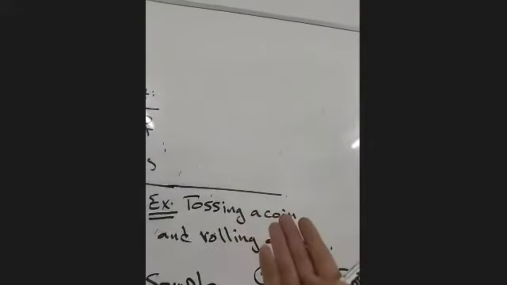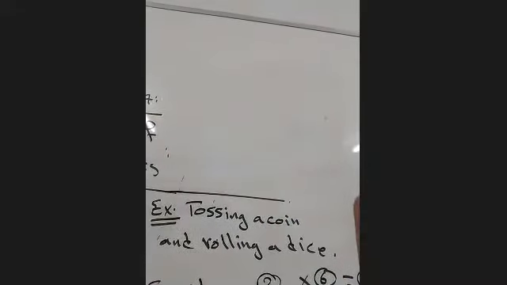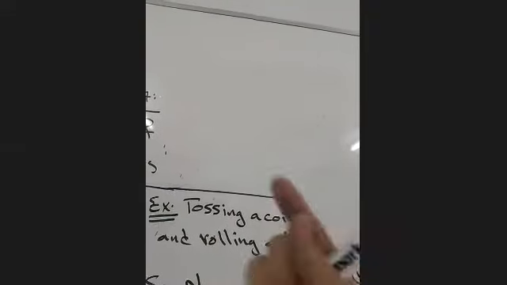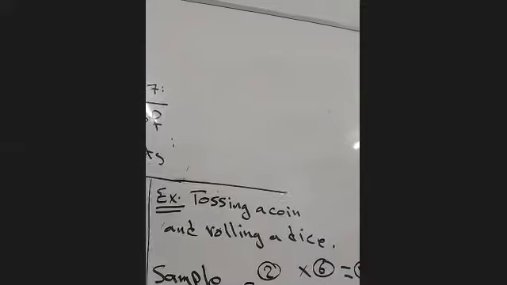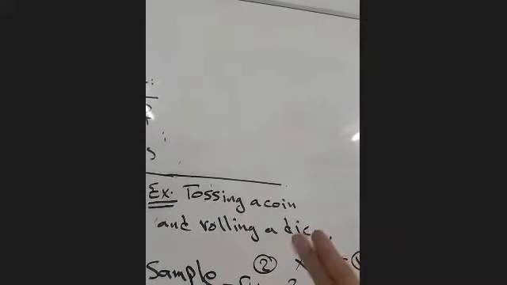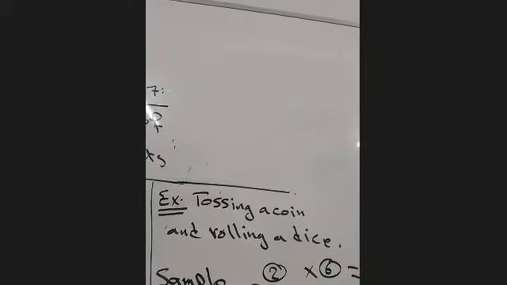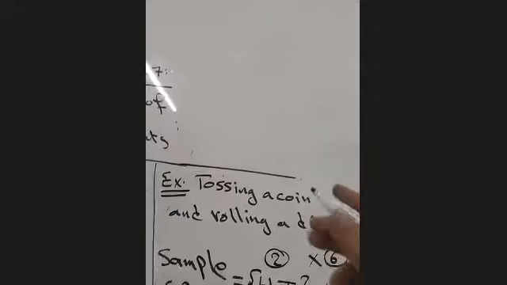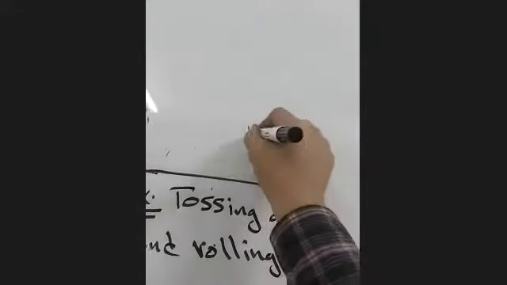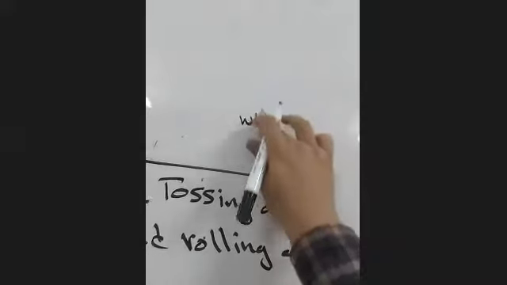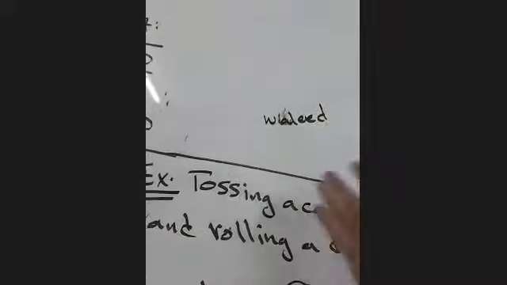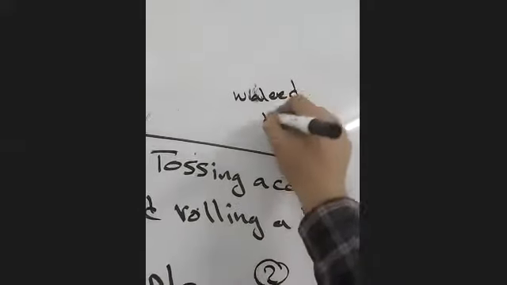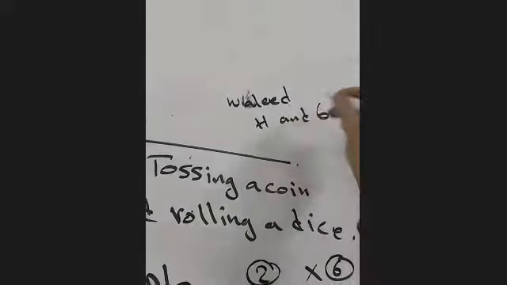If you toss a coin, what will you have? A head or tail. Give me one. It's either head or tail, it can't be both together, right? Head. Rolling a dice. Give me a number. Six. Six. So Waleed guessed that tossing a coin and rolling a dice we will have head and what? Six. Six, right? Do we have it here? Yeah.